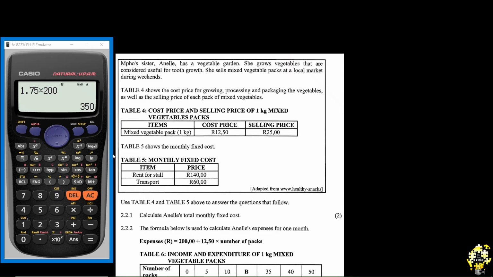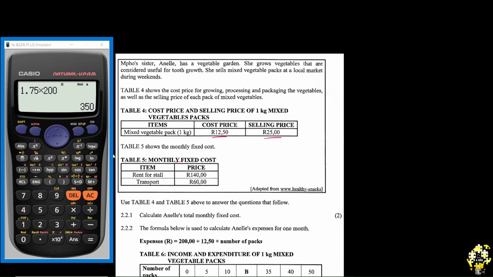2.2.1. Calculate Anele's total monthly fixed cost. Monthly fixed cost. So these are the per pack. She sells a 1 kg pack of mixed vegetables, and the cost structure is like this. It costs her 12.50 for that particular 1 kg, and she sells it for 25 rands. So they are saying here, calculate total monthly fixed cost.